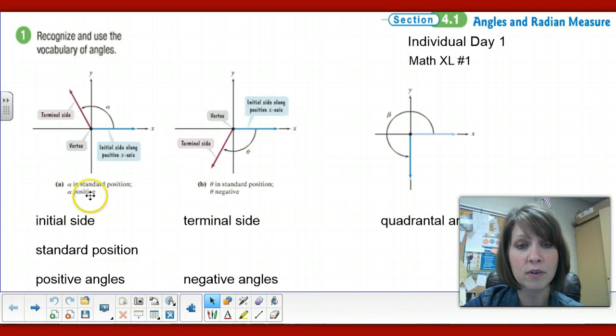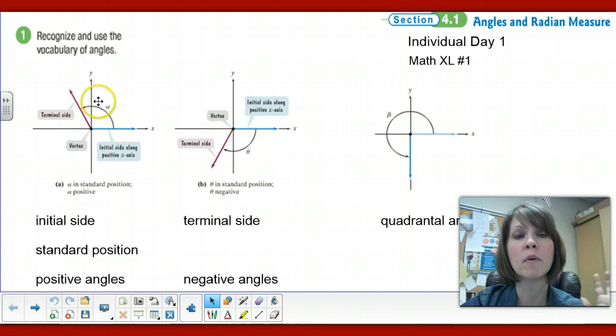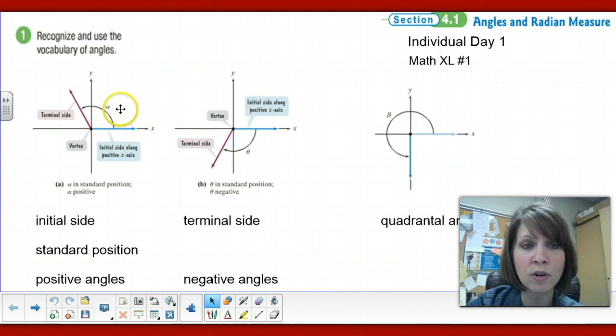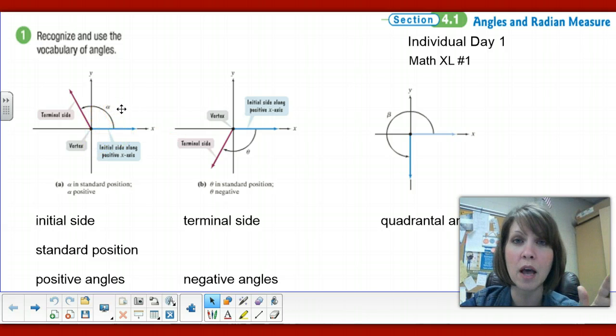Standard position will describe any angle where the initial side is along the positive x-axis. Positive versus negative angles. Let's look at diagram A and diagram B. A positive angle is one where the terminal side came out of the initial side and went up and around to wherever it stopped, but its initial movement was up from the positive x-axis. That's a positive angle. We call this angle alpha. It's a Greek A, and this is the lowercase version.